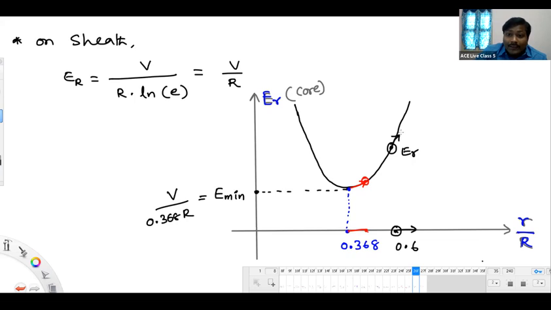But if you go for small r by capital R less than 0.368, let's say I have selected 0.2. With respect to 0.2, I designed the cable such that this is the field intensity. Based on this field intensity, multiplied with the safety factor, I selected the material with the dielectric strength, and constructed the cable also.